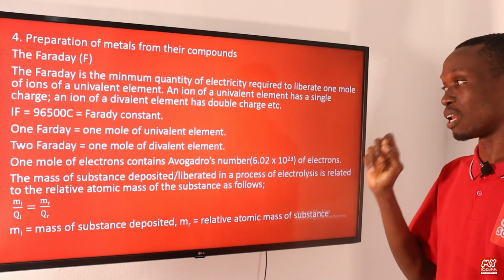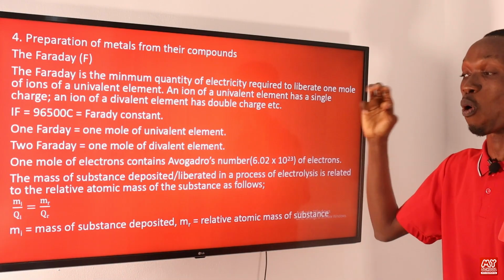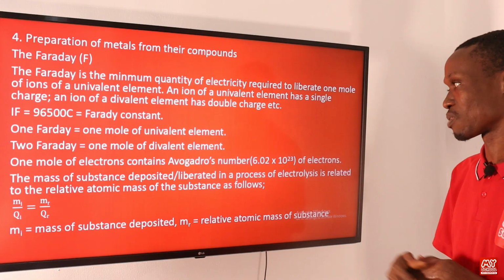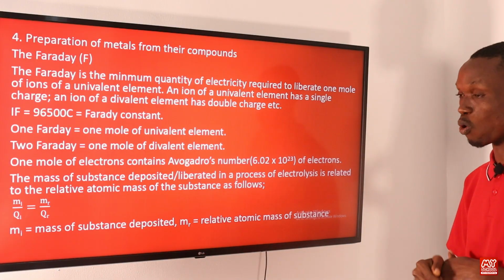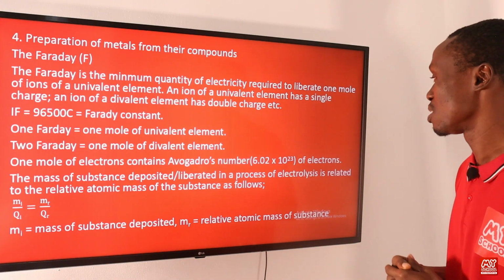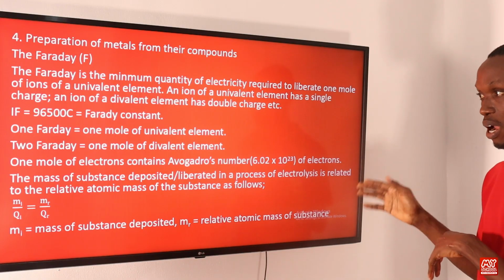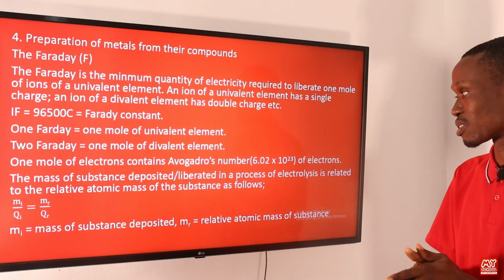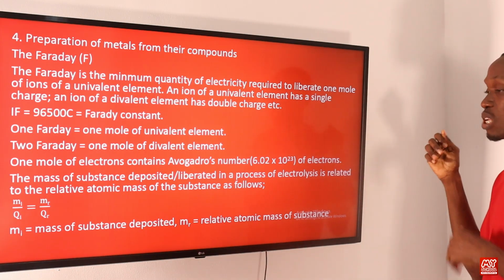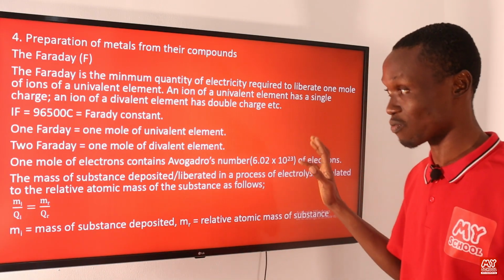1 mole of electrons contains Avogadro's number, and this is also true for atoms and for molecules. Just take note of that. And that Faraday number is equal to 6.02 times 10 raised to power 23 electrons. So the mass of substance deposited or liberated in a process of electrolysis is related to the relative atomic mass of the substance as follows.